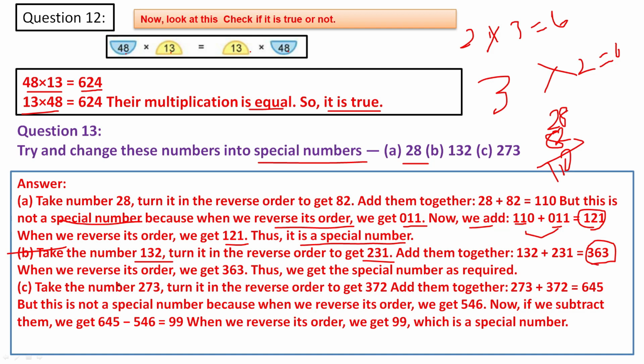The same way we can take another number, 273. Reverse the number, 372. Add the numbers, you will get 645. It is not a special number. Again reverse the number and add: 645 and 546. Add these two numbers, you will get 1191. So when we reverse it... 99, you will get a special number. So 99, when you reverse it, 99 only. So it is a special number.